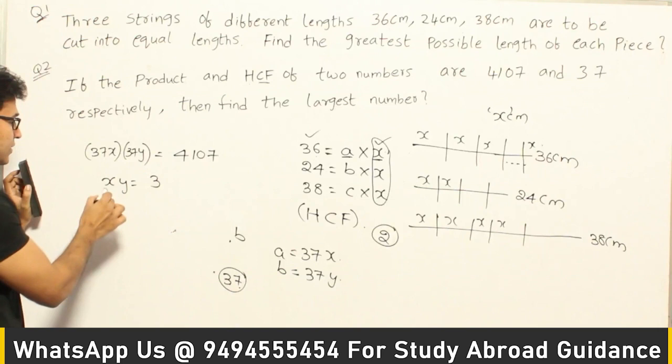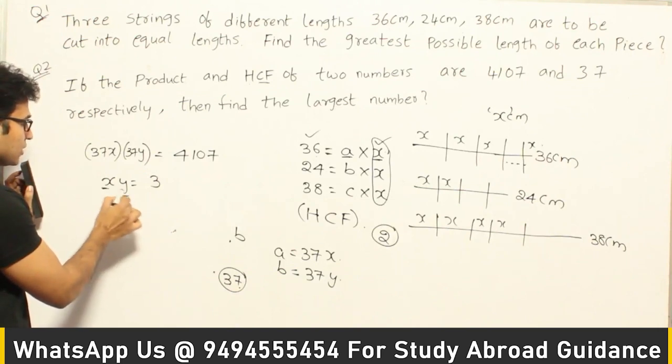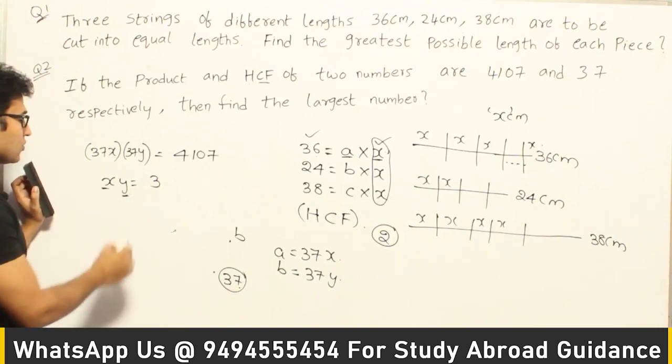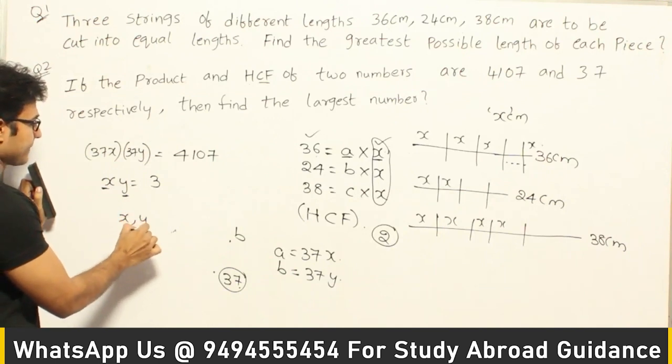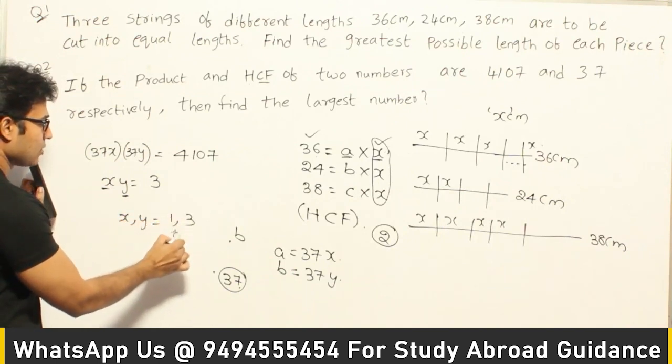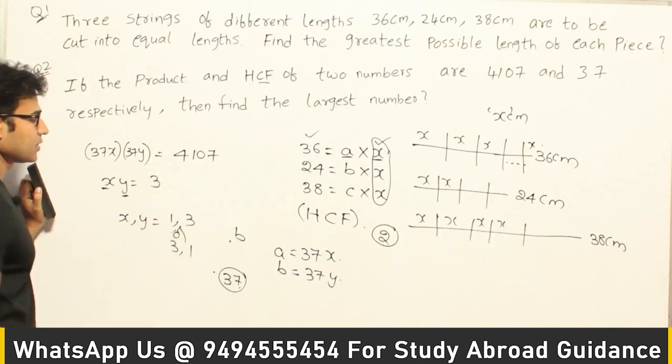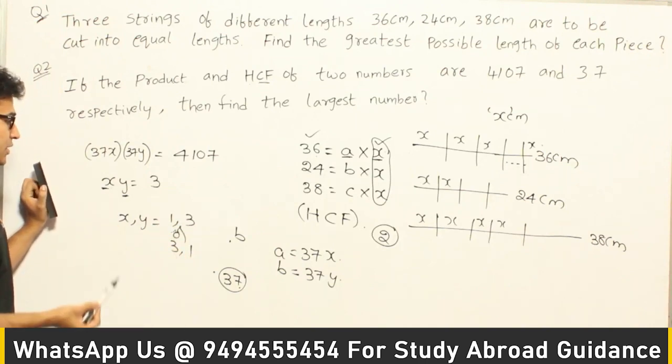Now what does it mean? Since we already know that these two are natural numbers, so only possibility is x can be 1 and y can be 3, or x can be 3 and y can be 1. So these are the only possibilities we have.